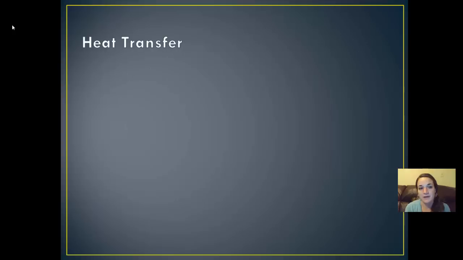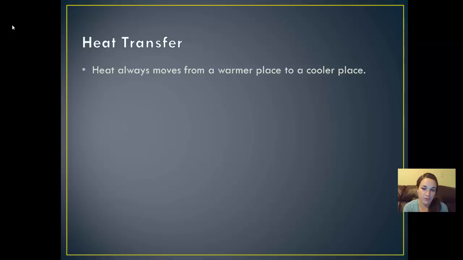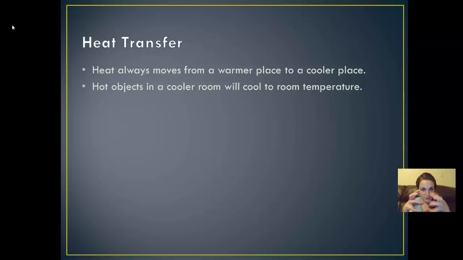So let's get going. First off, just to remind you guys, heat always moves from a warmer place to a cooler place. Never goes the opposite direction. Always hot to cold, never the opposite. So that means hot objects in a cooler room will cool to room temperature. Basically, you put a hot object in a room, it's going to emit that heat and try to heat up the rest of the room, till eventually they all are equal.